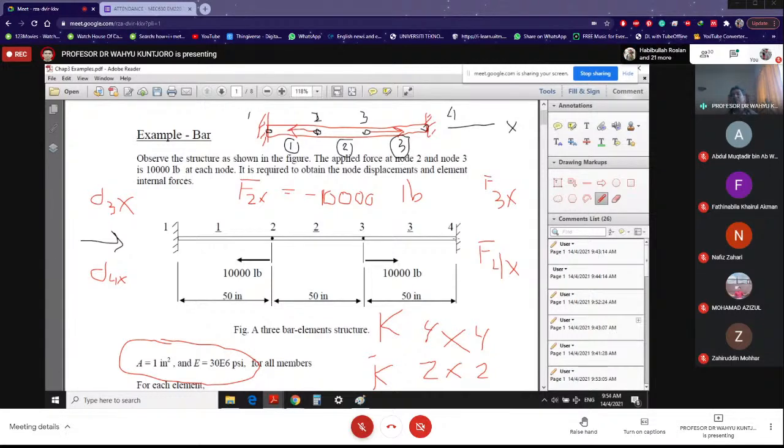So by doing that, you construct your finite element model, introduce the boundary condition, and then after that, you are going to solve D2x and D3x using Gauss elimination. Once you have D2 and D3, you can find F1x and F4x. And then you can find the element equation for element number 1, element number 2, and element number 3. Then you know the internal forces. We cannot do that now. Time is up, and we are tired. That includes me.